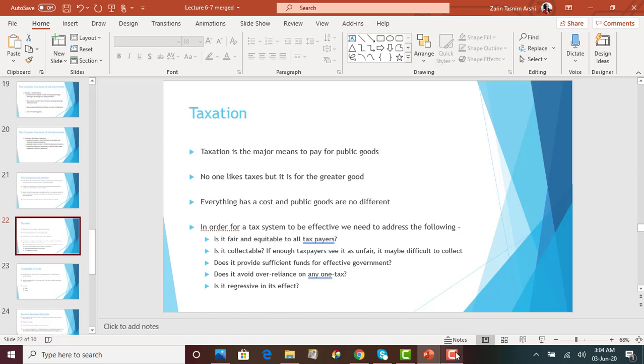Okay, and then we have to find out, is it regressive in its effect? What that means is, as income goes up, is the tax rate going up or is the tax rate going down? Regressive means the tax rate is going down, but in the US we have a progressive tax rate system, which means as your income level goes up, your marginal tax rate also goes up, and we're going to look at it shortly.